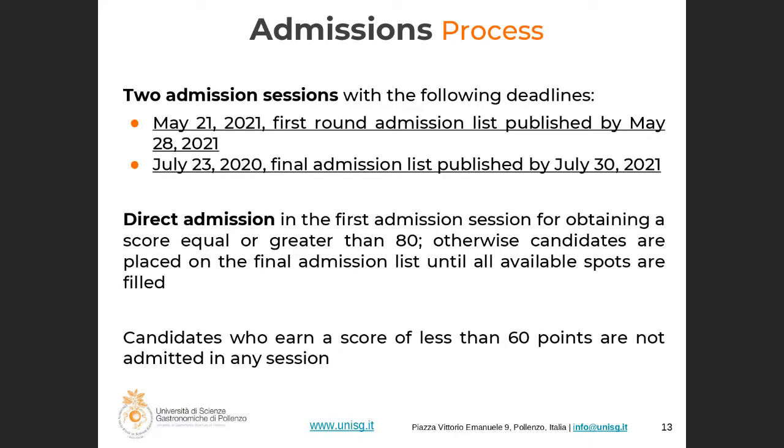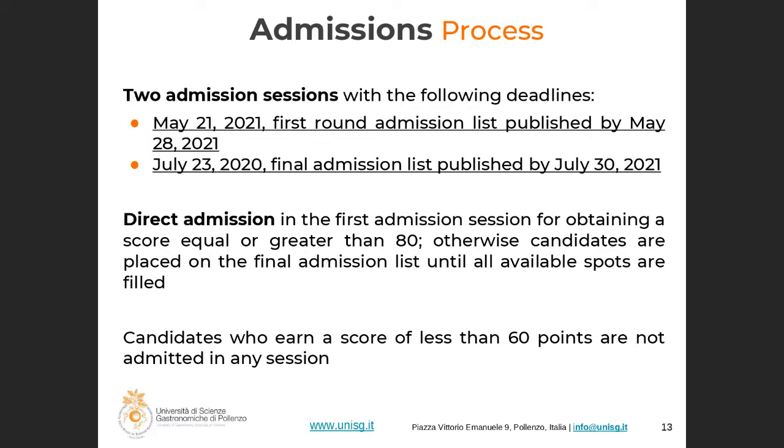There are 2 rounds of admissions. The first round has the deadline at May 21st, with the admission list published 1 week after. And the second round has the deadline at July 23, with the final list of admission published 1 week later.